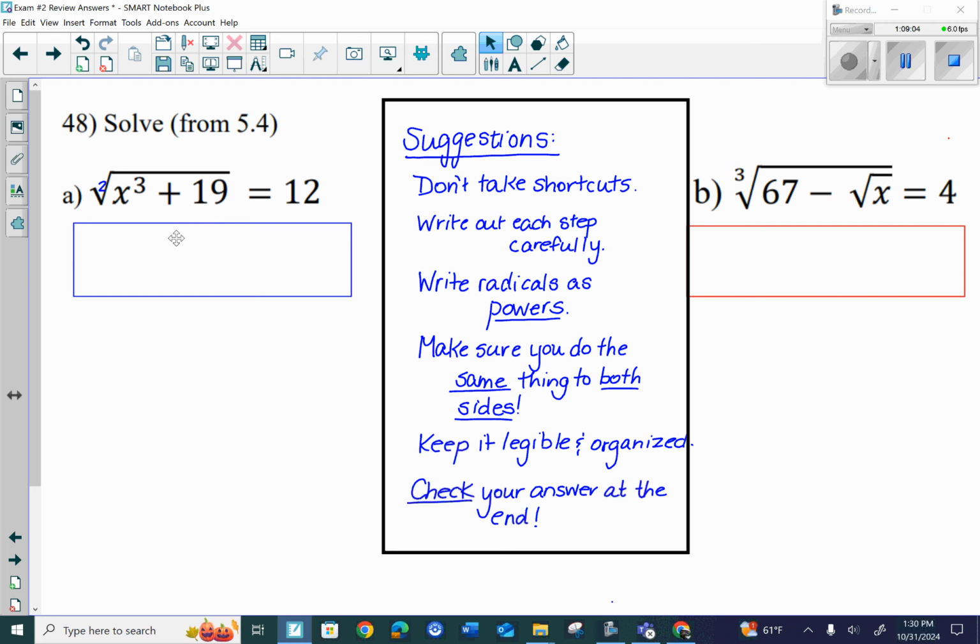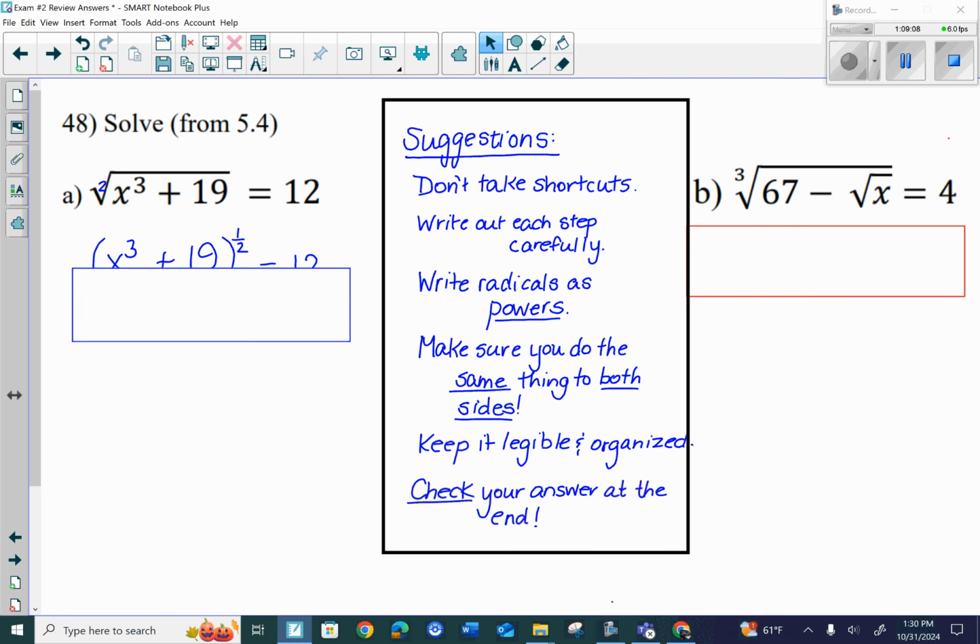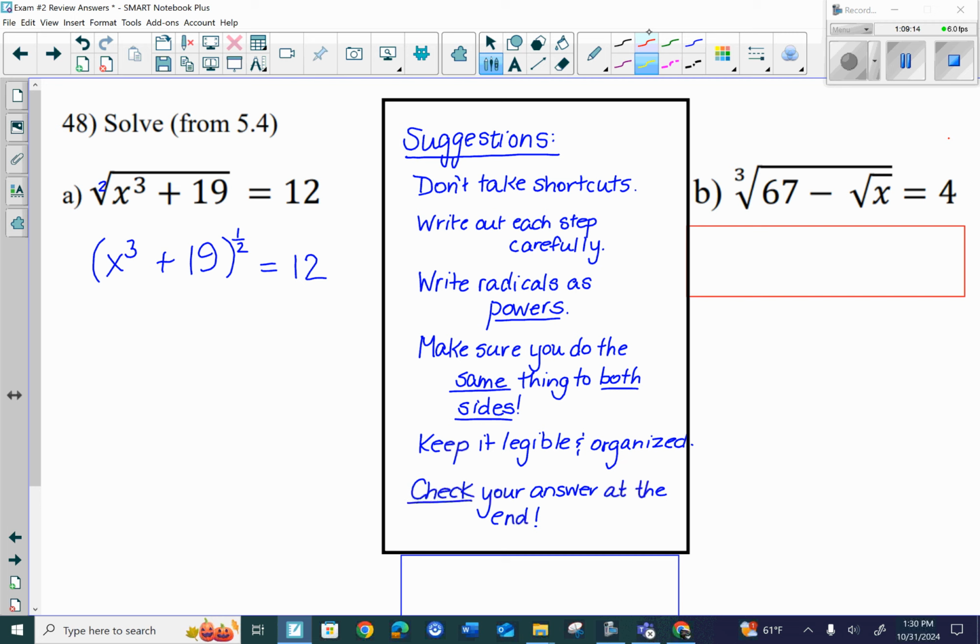So the first thing I do in this case is write that radical to the 1/2 power. Okay. And then, because some people might be inclined to do things in the opposite order, it really clearly shows you that that 1/2 needs to be undone first. And in order to undo the 1/2 power, we would raise both sides to the 2nd power. So I get x to the 3rd plus 19. And 1/2 power to the 2nd power gives me a power of 1. So I just have x to the 3rd plus 19 equals 144.